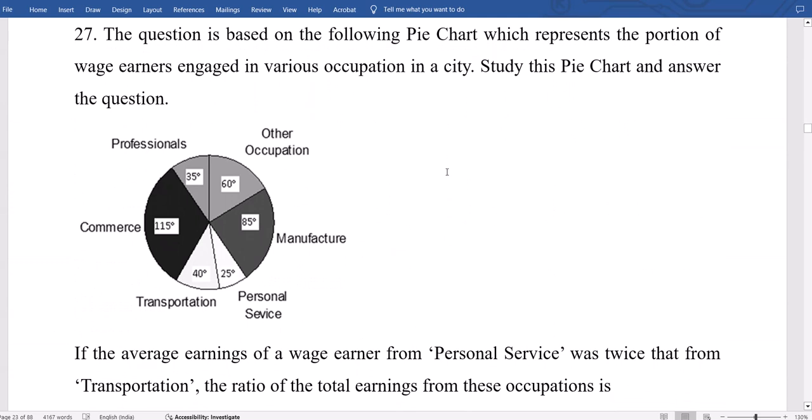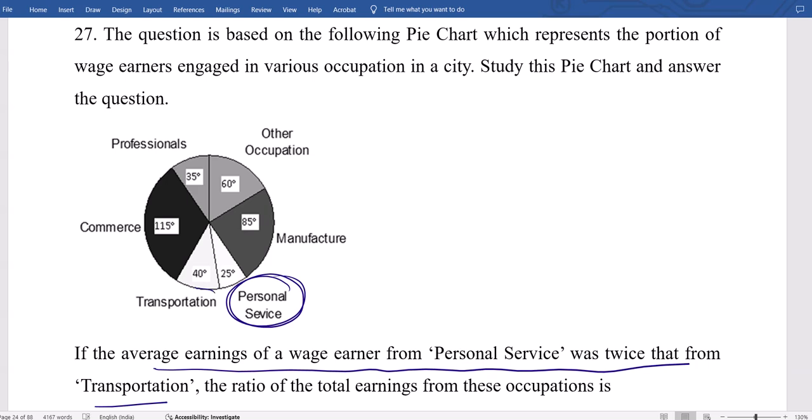You can see one more question related to pie chart. Ratio they are asking regarding personal service. If the average of personal service was twice that of transportation, then the total earnings is how much? First read what that pie chart is related to. Portion of wage earners. How many people are earning?